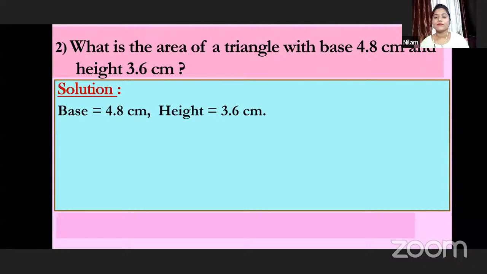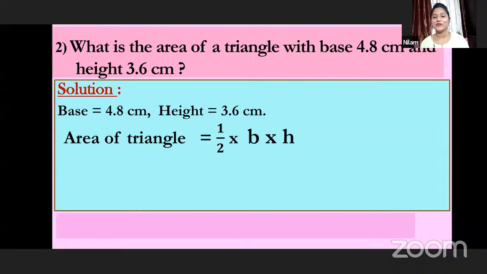Yes, you can say. Hello, miss. Half into base into height. Half into base into height. Yes, miss, very good. I also found the answer. I also found that answer. Okay, very good, very good.